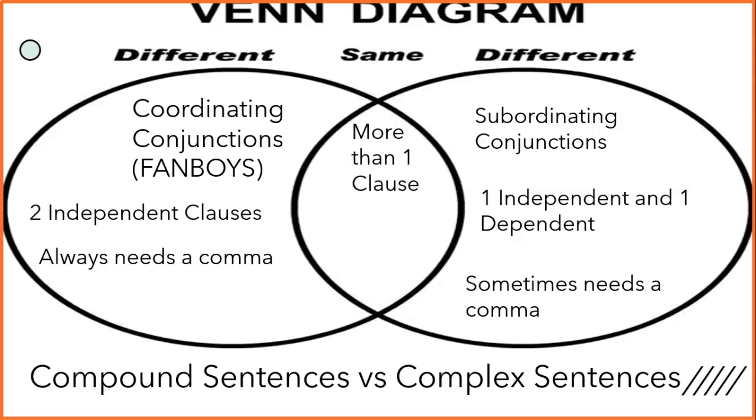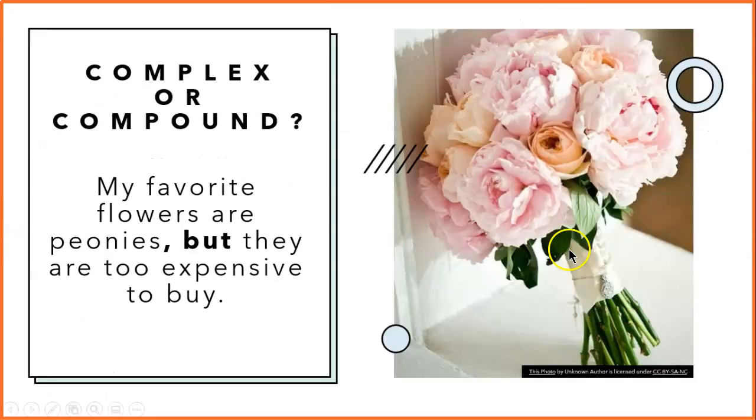The only things that these have in common are that they have more than one clause, because again, the compound sentence has two independent clauses, two simple sentences, and the complex sentence has one independent and one dependent, and they have some sort of conjunction, but the conjunctions are not the same.